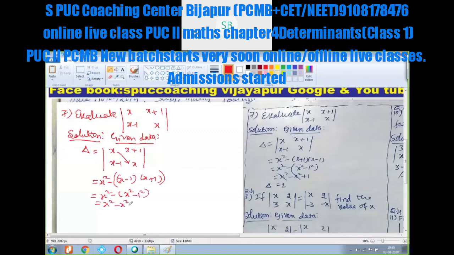Here x square minus x square plus 1 it is going to be. That's one. Then we can cancel this x square and the minus x square. It is going to remain with the value of 1. That is the determinant for that given value. Clear to everybody about how we have calculated the determinant of that.